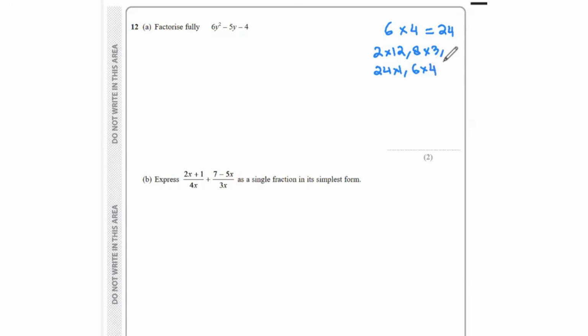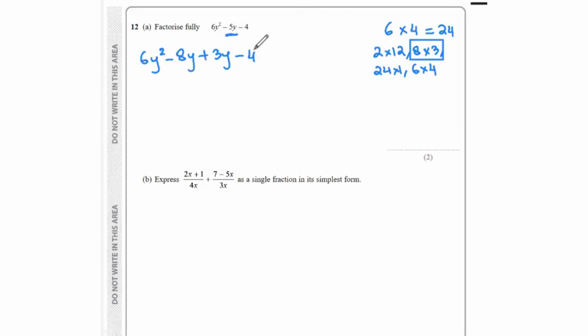Once we've listed down our factors, we need to pick the set of factors which, when added or subtracted, give us the middle term, which is 5. So we can clearly see that 8 minus 3 would give us 5. That means we're going to replace negative 5y with negative 8y plus 3y. As you can see, we've only changed the middle term. We've replaced it with negative 8y plus 3y. Everything else is the same.